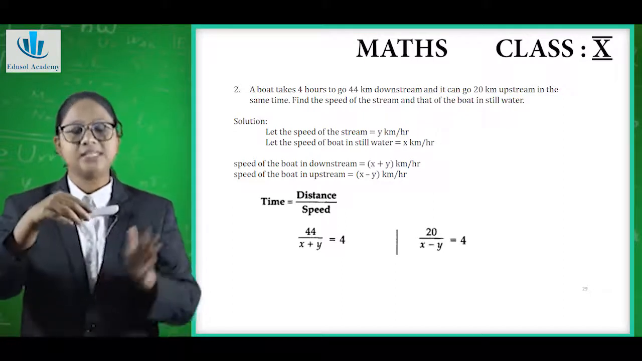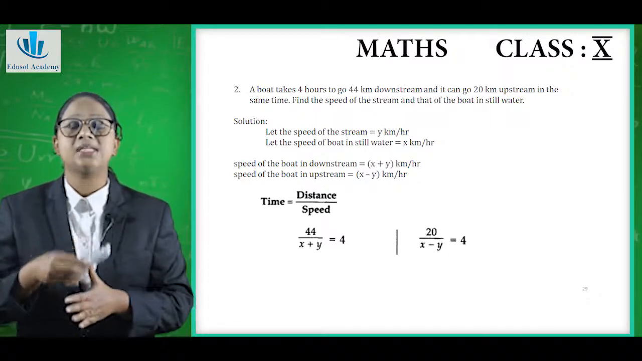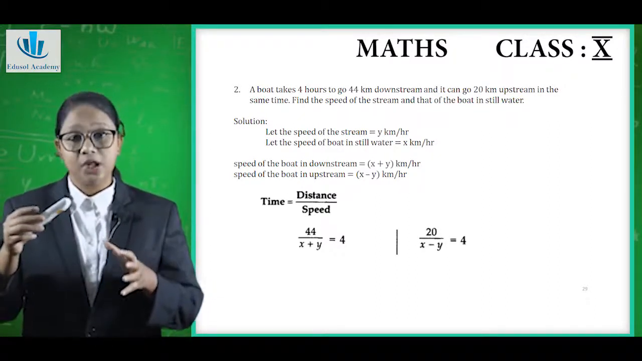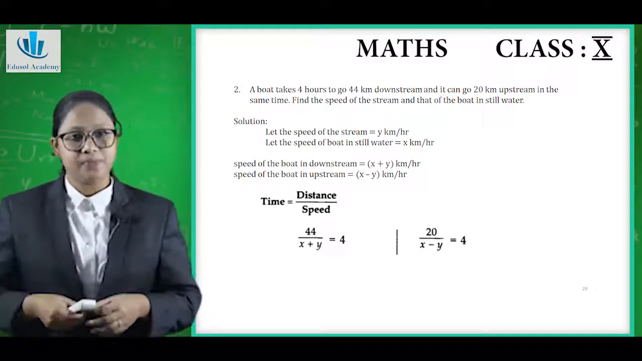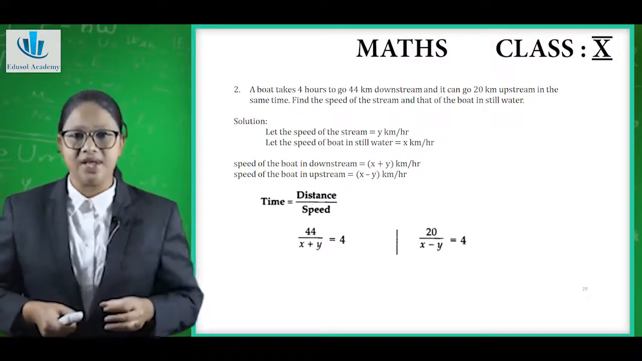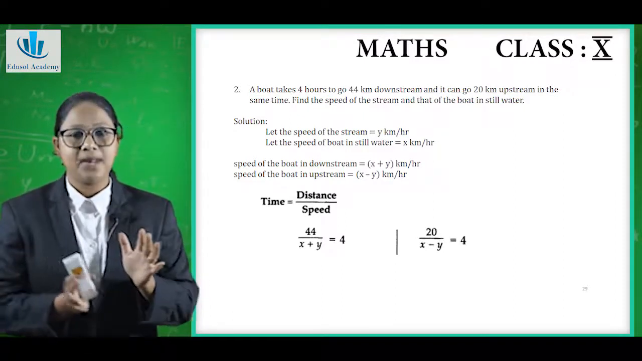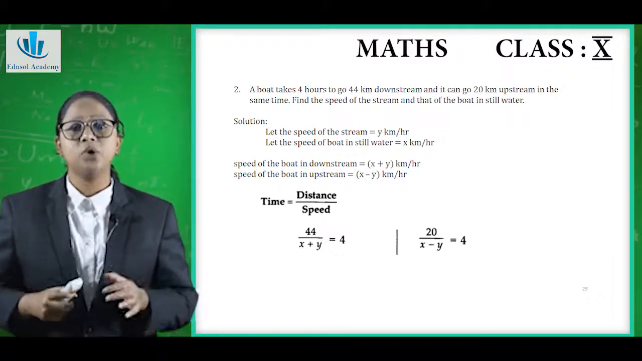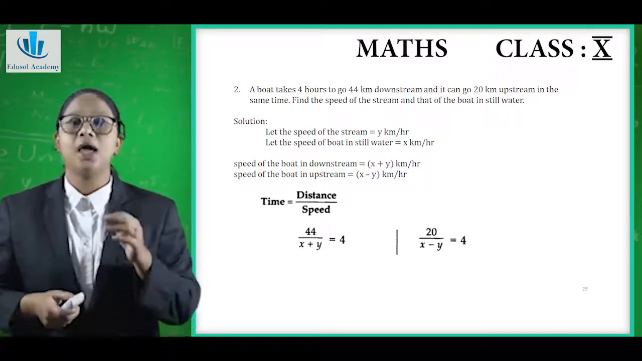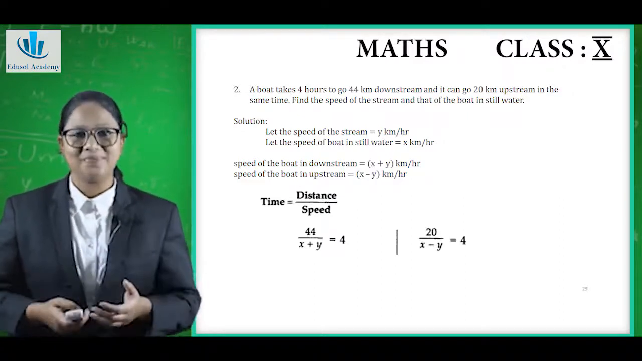So if this is x, this will be y, and when we take the direction of the speeds, that will be subtraction. The net speed will be the speed of boat minus the speed of stream. That's how we have written the second set of assumptions. Speed of boat in downstream will be x plus y. Speed of boat in upstream will be x minus y kilometer per hour. I hope you got the concept.